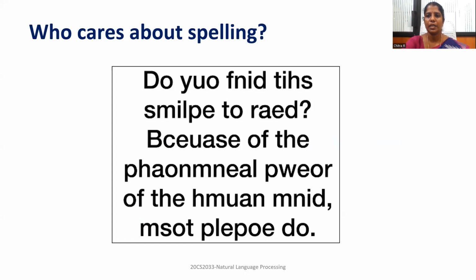Who cares about spelling? Consider the human being. A human being can easily read a sentence, identify the spelling, and correct it because of the phenomenal power of the human mind. Due to this phenomenal power, when you consider this slide, you can easily read it. Most people can do it. It is very easy for a human to identify the error and correct it.